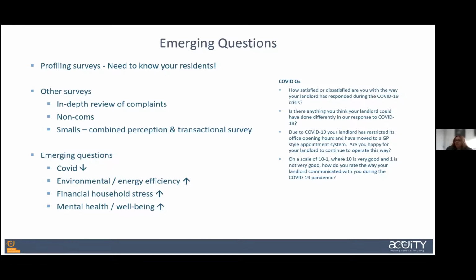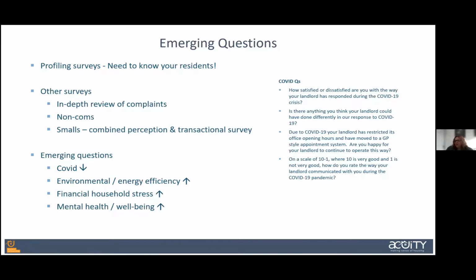And on the smaller surveys, what we're trying to do at the moment is blend perception and transactional surveys. So when we talk to someone, we capture the starter questions, but we also capture if they've had a repair in the last month or a complaint closed. So we're doing some blended piloting at the moment.